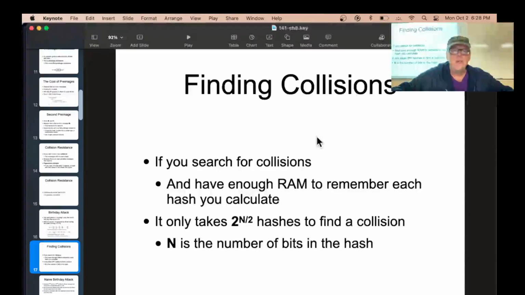So anyway, if you want to find a collision, all you have to do is 2 to the n over 2 hashes, the square root of the total number of hashes, because by then you'll have approximately 2 to the n pairs, and you'll have a likelihood of finding a collision. So if you have a 128-bit hash like MD5, you only need to do 2 to the 64 calculations to find a collision.